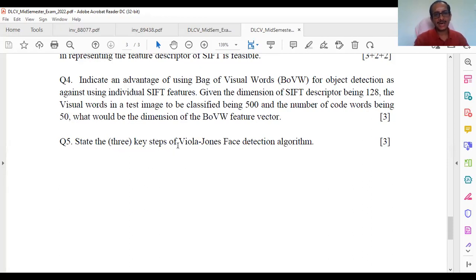Then, state the key steps of Viola-Jones face detection. Many of you have written simply Haar feature extraction, then integral image, then AdaBoost classification and cascaded approach. But what I expect, as I mentioned before, is not just stating that. Even though I asked you to state, it doesn't mean that you just state the headings of the steps.